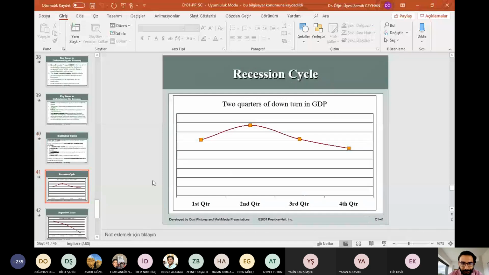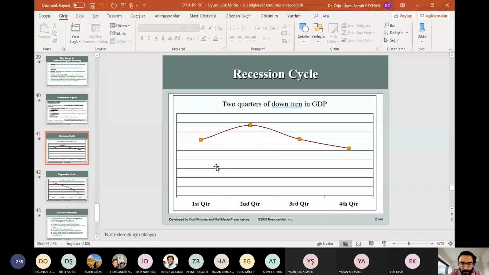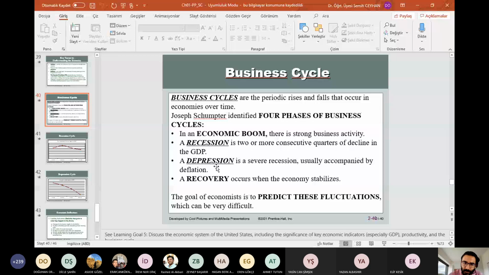Business cycle. Business cycle is about the periodic rises and falls over time, okay?